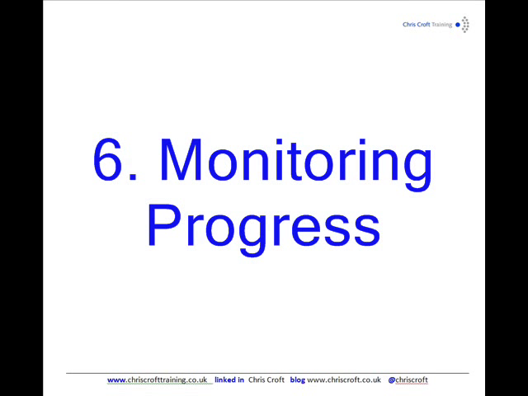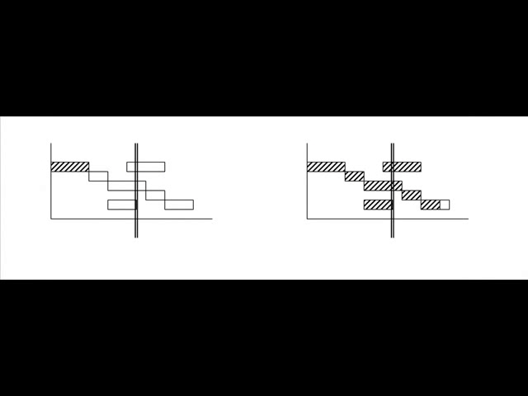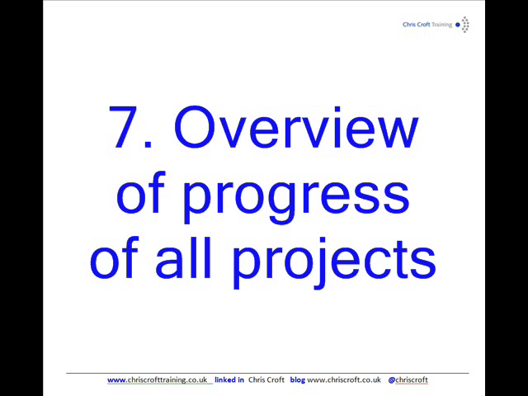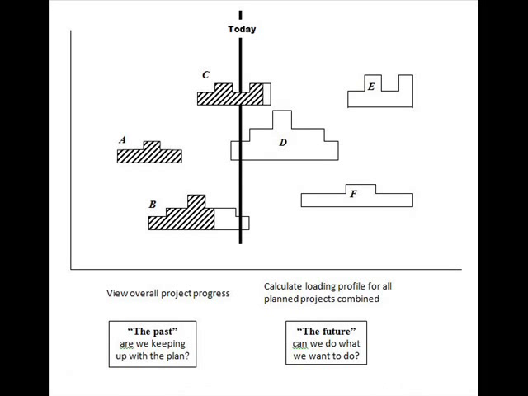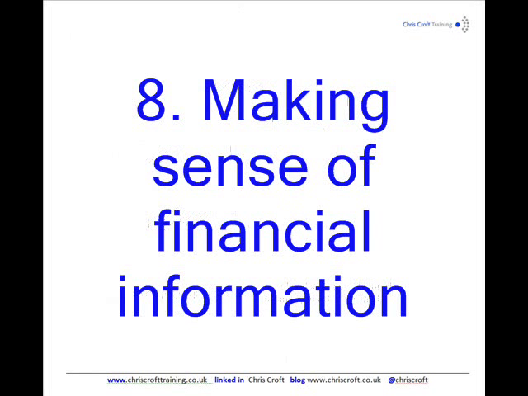Number 6, monitoring progress. Colouring in as you go, you can make sure that you're keeping up with the plan. Number 7, the big boss can keep an overview of the progress of all of the projects by using a Gantt of Gantts, and in 1 minute a month they can see that everything's fine or that some projects are running late.